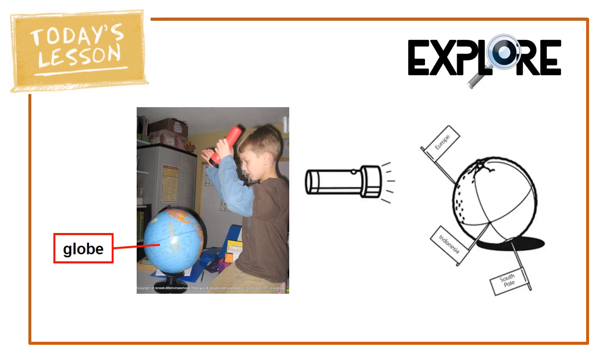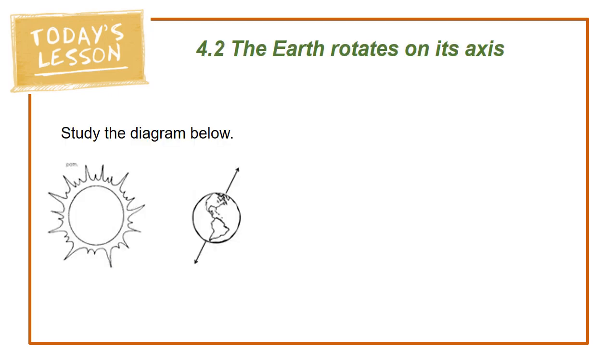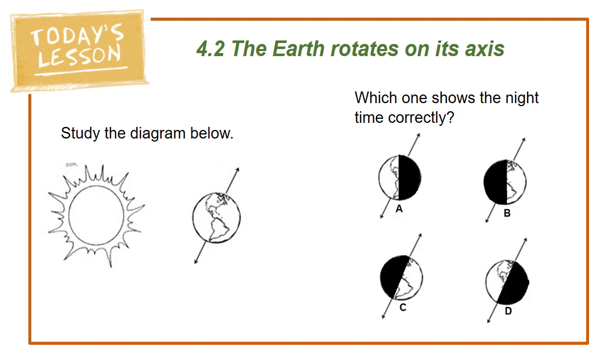If you don't have a globe, you may use any spherical object, like an orange. For the torch, you may use the flashlight in your phone. You may do this after the video. Be a scientist and enjoy learning. Now, application. Study the diagram below. Which one shows the nighttime correctly? Is it A, B, C, or D?